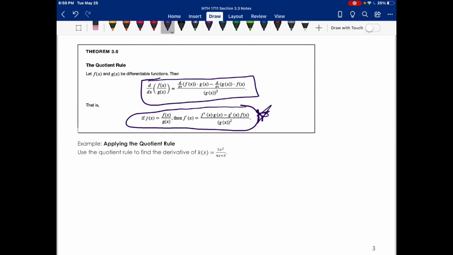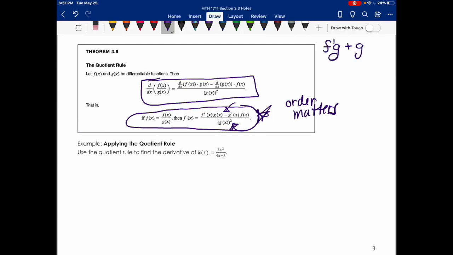So the quotient rule says if you have a function that's defined by taking one function divided by another function, to find the derivative, then you take the derivative of the numerator function, multiply it by the denominator function, then you subtract the derivative of the denominator function times the numerator function, and then you take that whole thing and divide by the denominator function and square it.